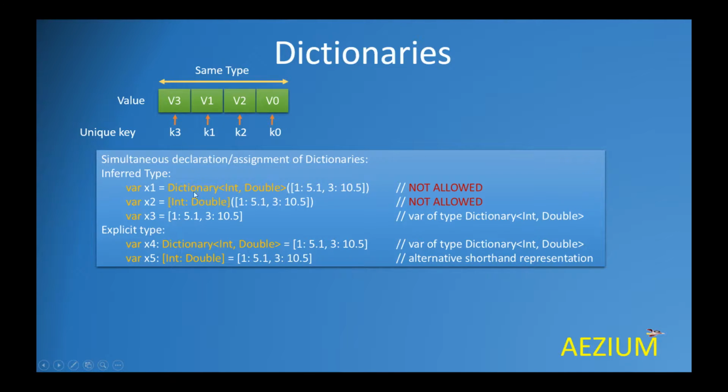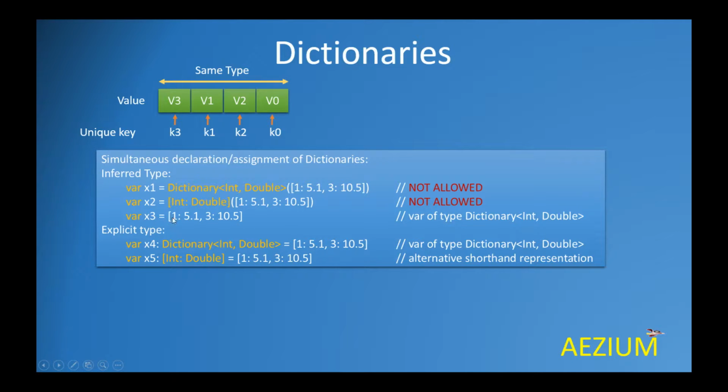Again, we will see a runtime error if we use this. So the only way that we can use inference in connection with dictionaries is when we use a simultaneous declaration assignment following this format, where we say x3 is a variable whose value is given by this.